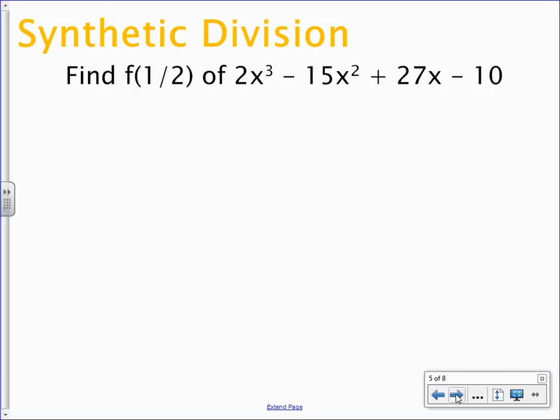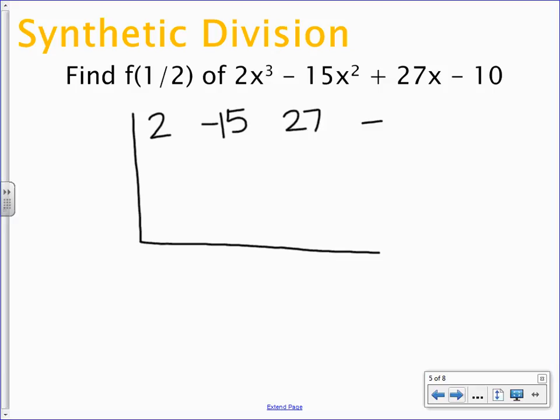So if we set up synthetic division, our function is 2x cubed minus 15x squared plus 27x minus 10. And I always like to separate, like, here's where my remainder is going to be. All right, and what value goes out here? 1/2, because we're figuring out our function value at 1/2.